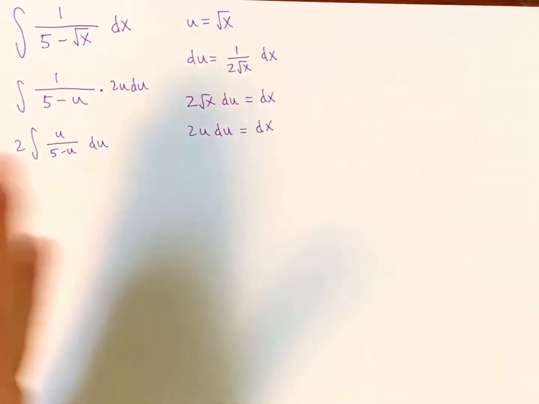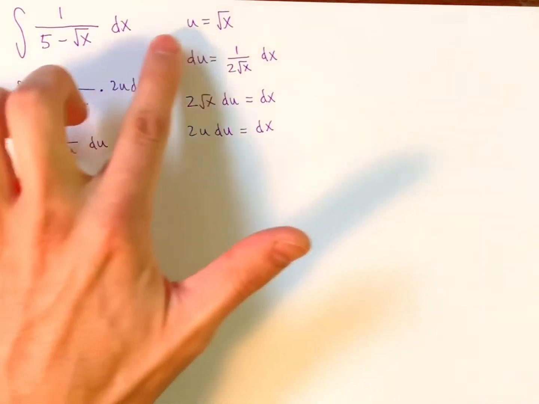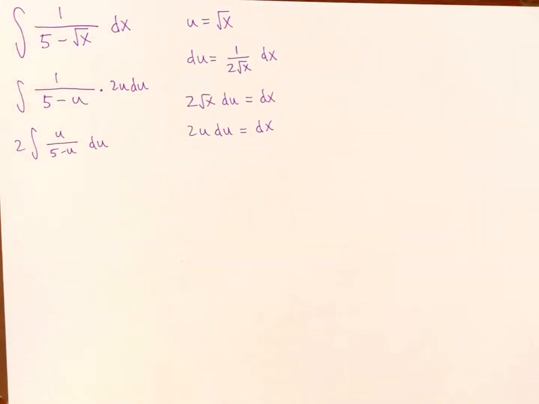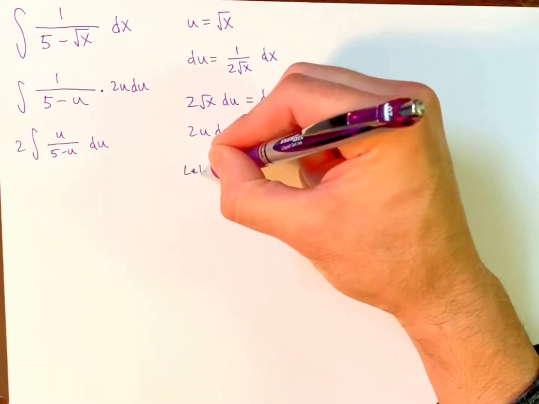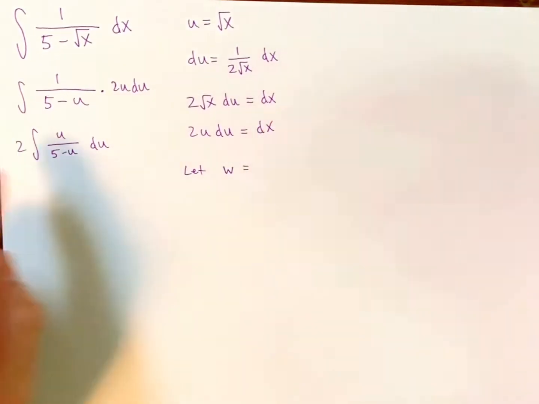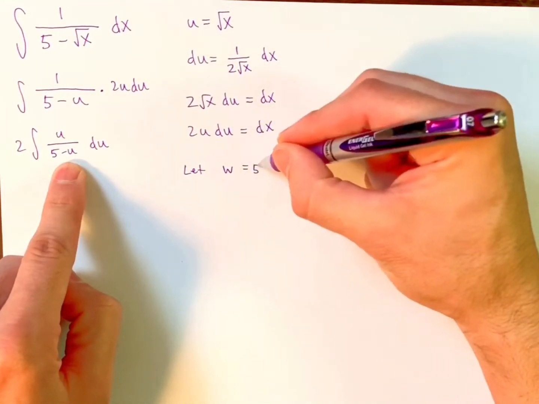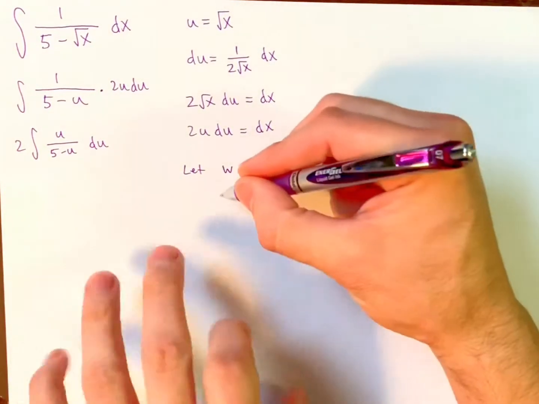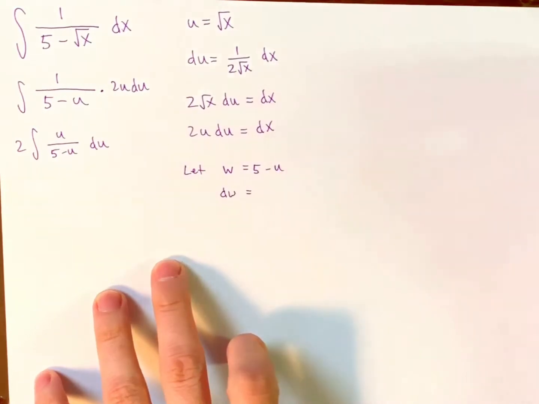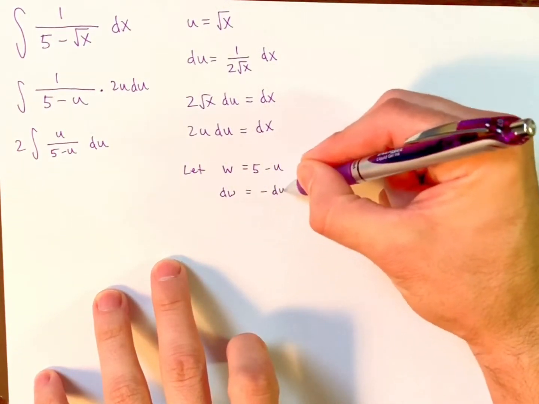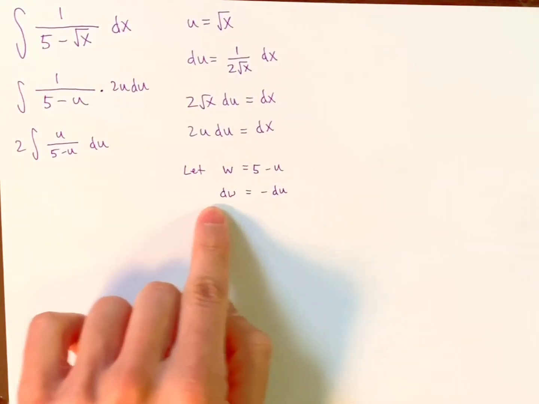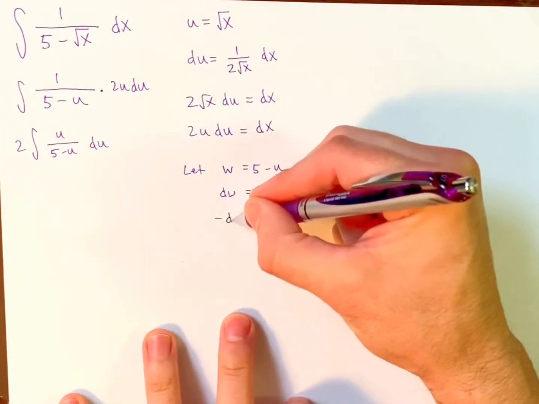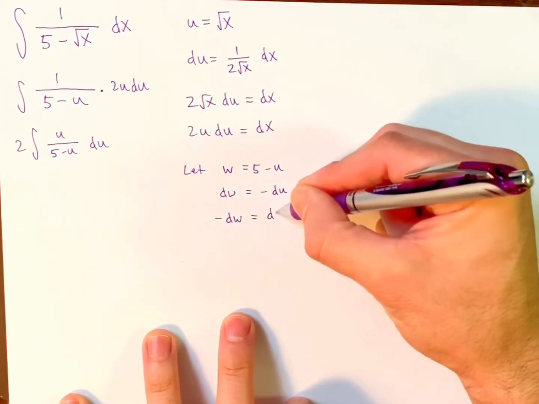Now, why don't we make another substitution? So we've used x's and u's. Why don't we use another letter? We can use a's, b's, c's, k's, j's. It doesn't matter. I'll just use a w. So I'm gonna let w equal the entire denominator. Okay? And then right away, let me find dw. So dw would equal negative du, but I can move the negative to this side. So that negative dw equals positive du.